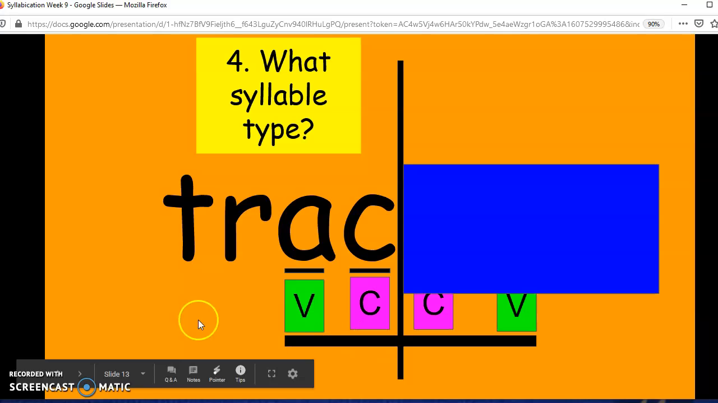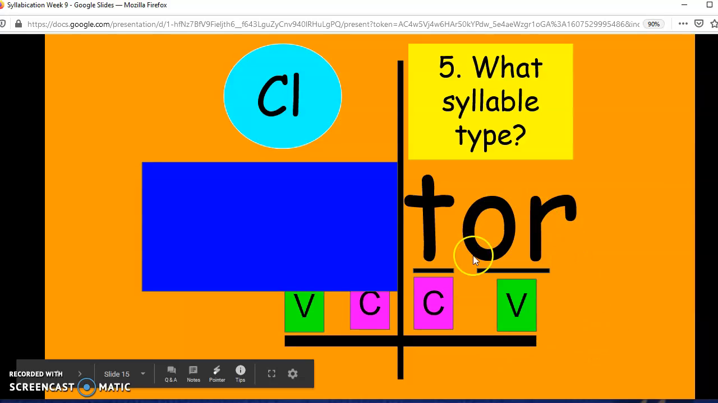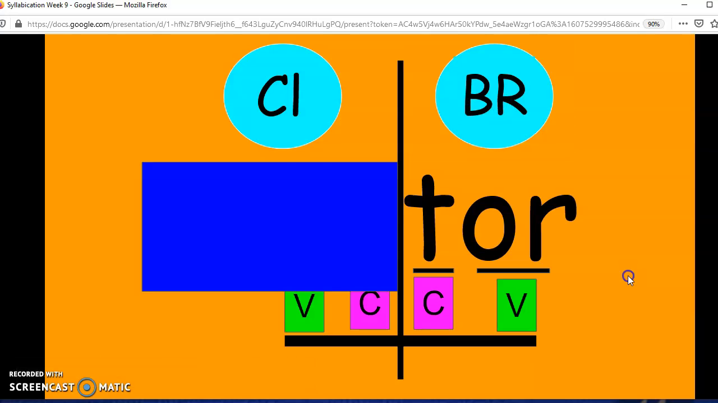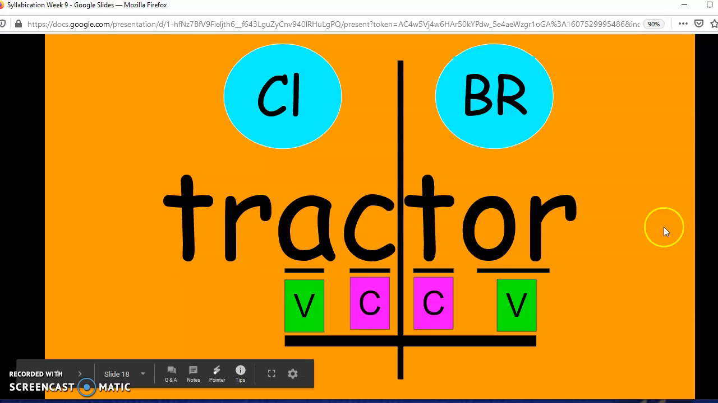Now we need to decide what syllable type this is. We have an A. We see the C is closing the door. We see OR. We know that is a bossy R. We're going to get ready to read the word tractor, tractor.